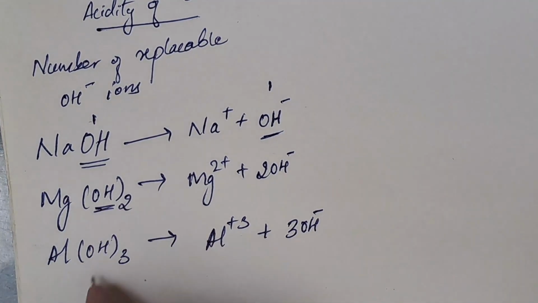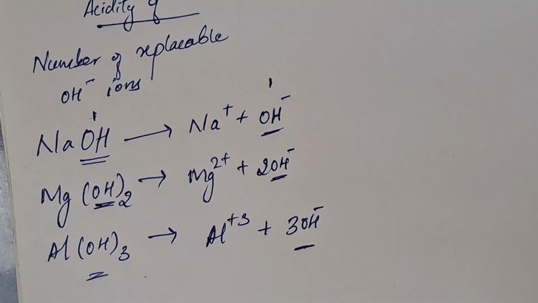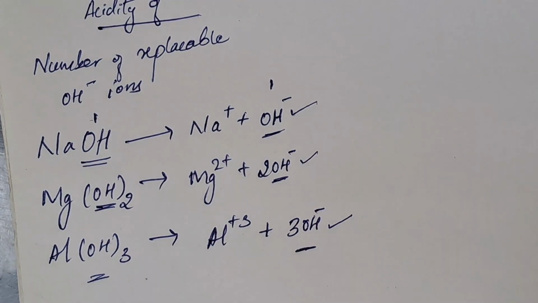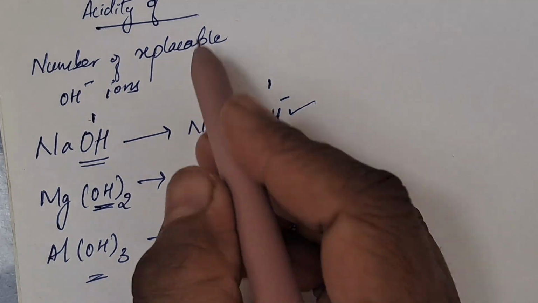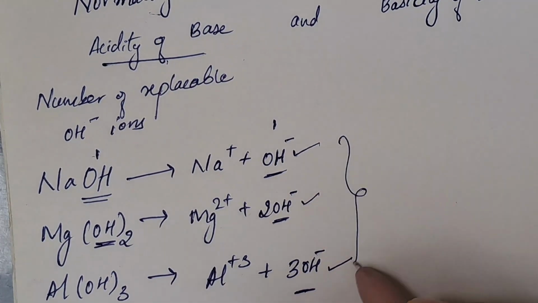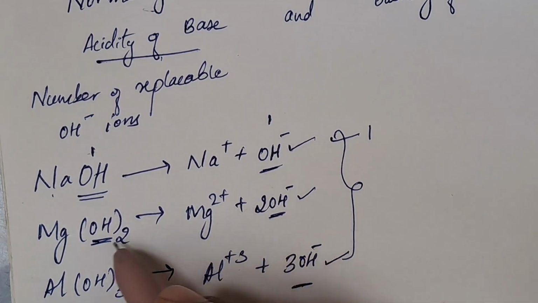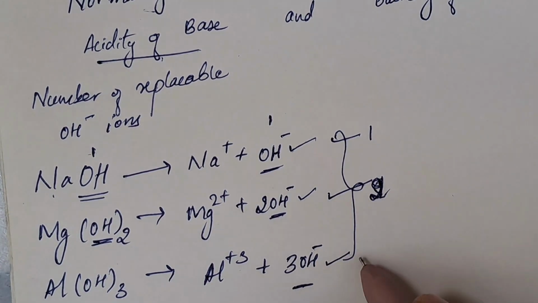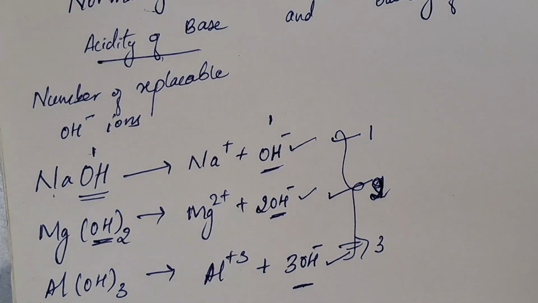As you can see, the number of hydroxyl ions varies from one base to another. So, depending upon the number of hydroxyl ions coming out when the base dissociates in water, we call it the acidity of that base. With these examples, we can say NaOH has an acidity of 1, magnesium hydroxide has an acidity of 2, and aluminium hydroxide has an acidity of 3, right?